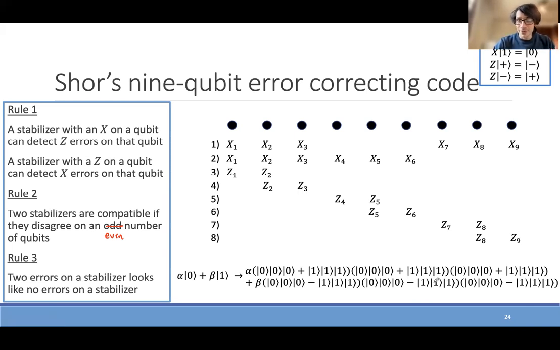This is not important, but if you want to know what the states that are stabilized by all of these are, it looks like this. It's kind of complicated, but the point is there's 2 of them. And so we can still encode any state. Alpha 0 plus beta 1 is alpha times this whole mess plus beta times this other whole mess.